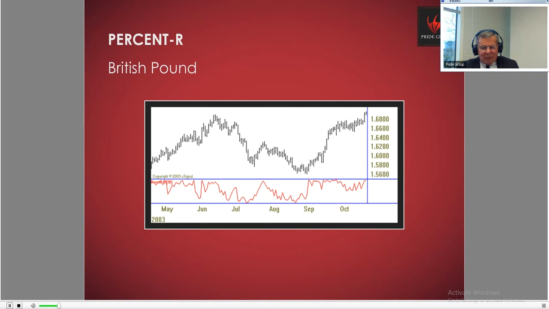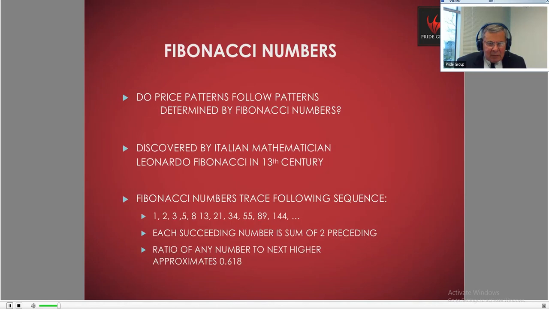And what a Fibonacci series is, you can see a series there: 1, 2, 3, 5, 8, 13, 21, 34, 55, where starting with the third number, each number is the sum of the two preceding numbers. So 1 and 2 equals 3, 2 and 3 equals 5, 3 and 5 equals 8, and so forth. The one interesting thing about the Fibonacci numbers is that, as you get into larger numbers, the ratio of any number to the next higher number approximates 0.618.